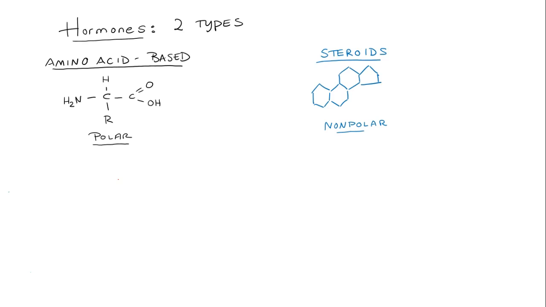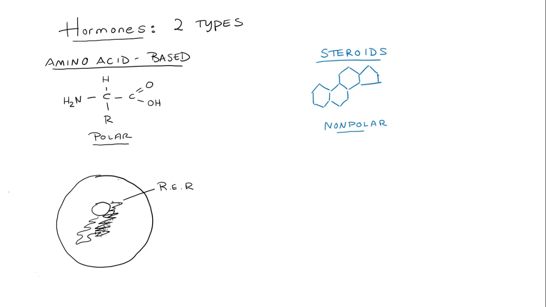But whether the hormones fall into the polar category or into the nonpolar category determines their mechanism of secretion by their glandular cell. So let's take a look at how that works. In the case of polar hormones, they are going to be secreted by the cell. So here's a cell nucleus, and here is the endoplasmic reticulum. And on the endoplasmic reticulum, I am putting ribosomes and making it the rough endoplasmic reticulum.